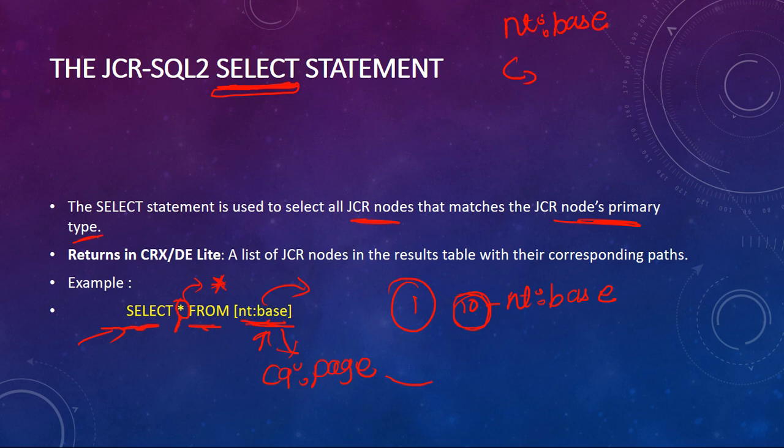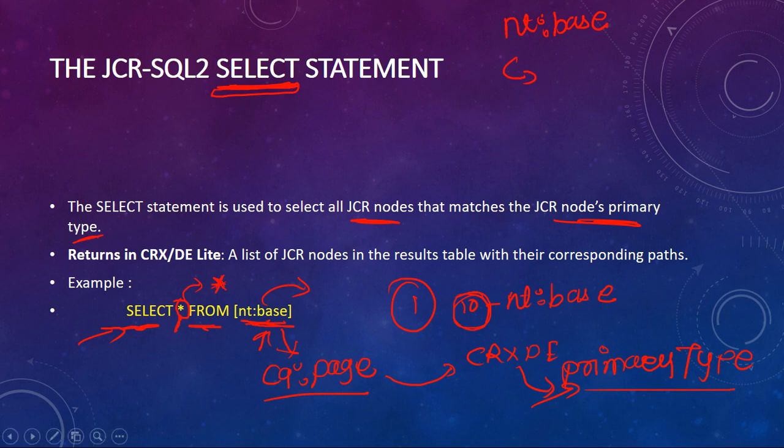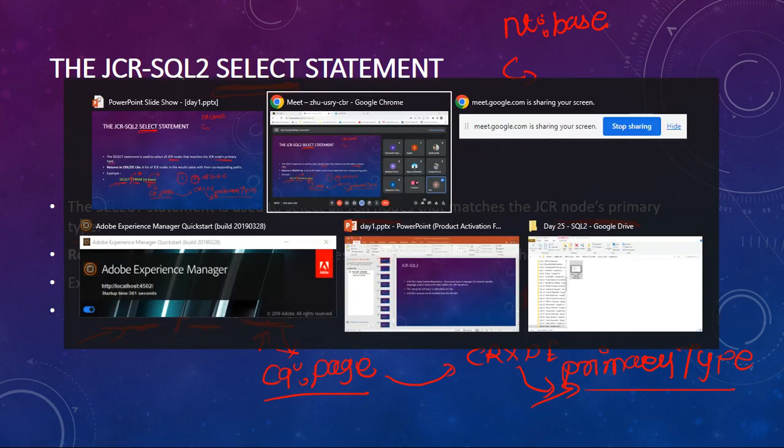That means it will try to find the CQ pages only from your CRXDE. If the CQ pages are there, it will try to find them. So what exactly will it try to find? Here we have one property, that is the primary type. It will go directly there and match the condition. If this condition and that condition are true in our primary type, then it will return this result. Simple.